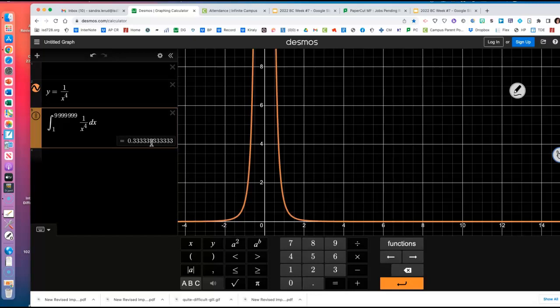Are you seeing a pattern? Look at your numbers. 1 over x squared went to 1. 1 over x cubed went to a half. 1 over x to the 4th went to a 3rd. What do you think 1 over x to the 5th is going to go to?